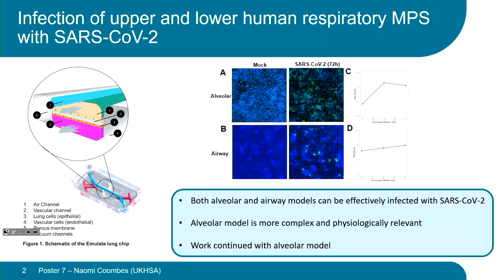In the alveolar model, we can also apply stretch, and other studies have shown that this mechanical force is really important for the differentiation. So we're creating, as close as possible, a human lung in our labs.